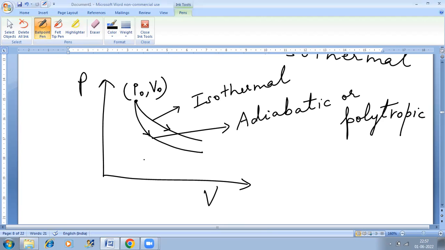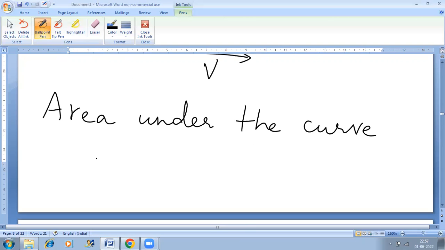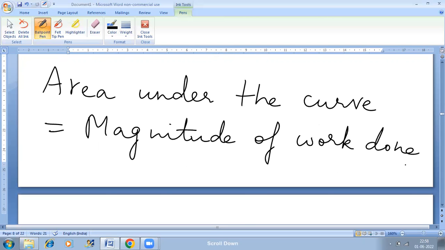Now clearly I can see that the area under the curve is greater if I consider the isothermal process, and the area under the curve is less if I consider the polytropic process. And what is area under the curve? We know that in case of expansion, area under the curve is equal to magnitude of work done. So don't just say work done. You need to say that area under the curve is the magnitude of the work done.